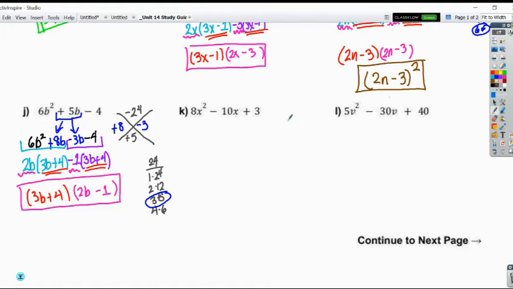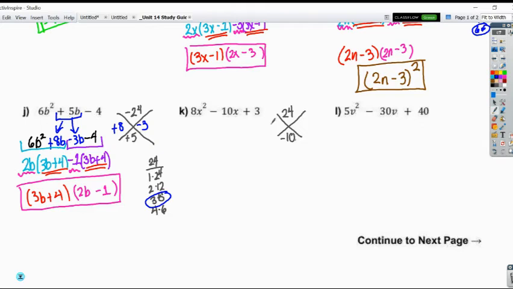Right, so without that greatest common factor, we're going to go ahead and start thinking about our factor puzzle. So 8 times positive 3 gives us 24 up top, and b value is a negative 10 on the bottom. So what numbers can I multiply together to make 24 while also adding together to make a negative 10? Multiplies to 24 while adding to negative 10.